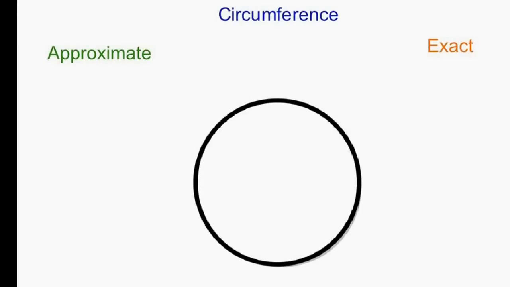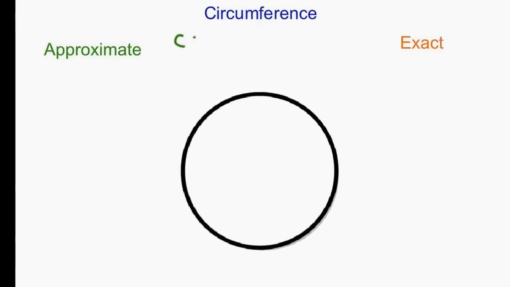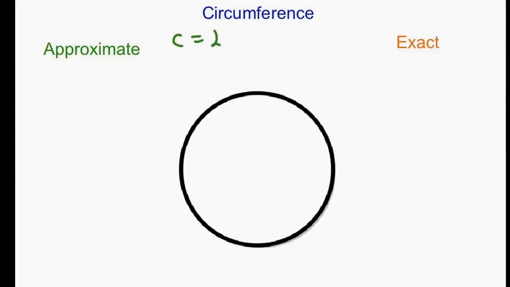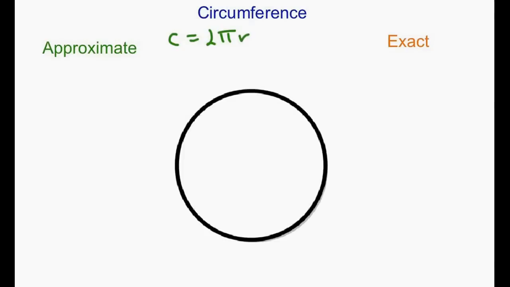Alright, circumference. We have two formulas. One formula is circumference equals 2 times pi times the radius. And then we also have circumference equals pi times diameter. So if we have the radius, then we're going to use this formula. If we have the diameter, we can use this formula.